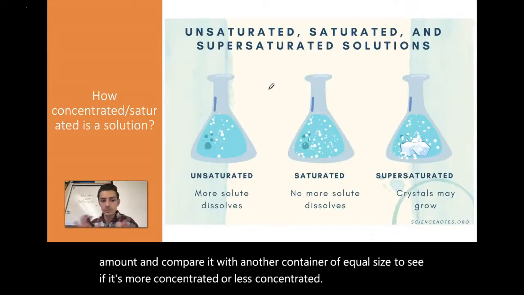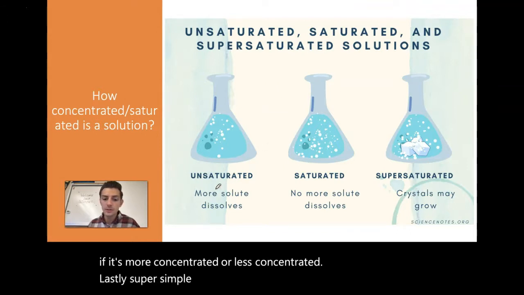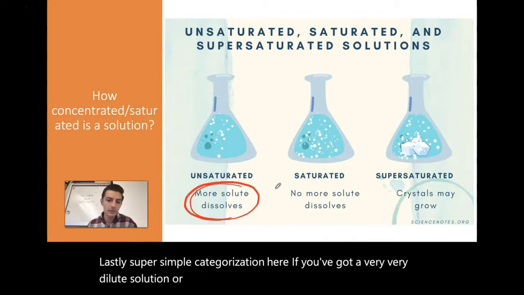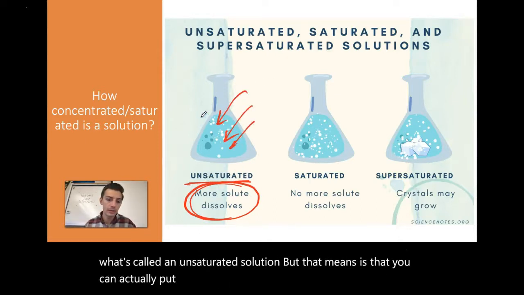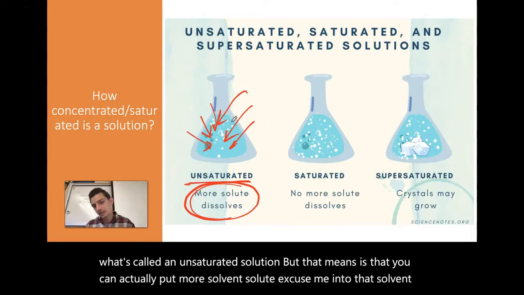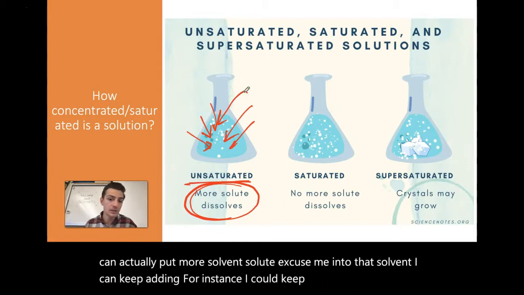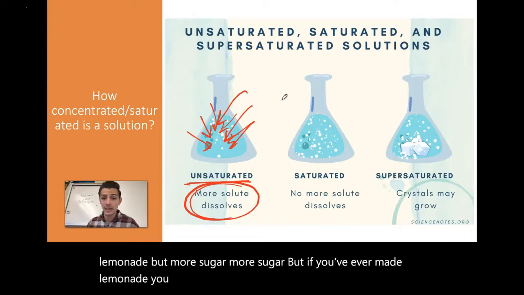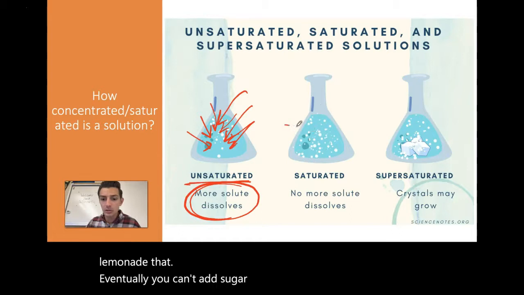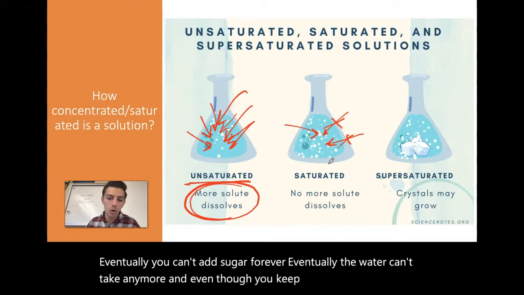Lastly, a super simple categorization here. If you've got a very, very dilute solution, or just a more dilute solution, you're going to have what's called an unsaturated solution. What that means is that you can actually put more solute into that solvent. I can keep adding. For instance, I could keep adding sugar into my lemonade, more sugar and more sugar. But if you've ever made lemonade, you know that eventually you can't add sugar forever. Eventually, the water can't take any more. And even though you keep trying to add it, it won't actually dissolve.